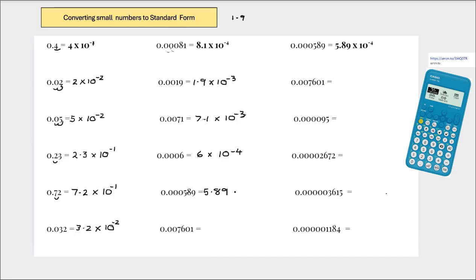5.89 that we know. And we know it's going to be times 10. But let's work out the power, what it's going to be. So we're going to be going 1, 2, 3, 4. So that's going to be -4.